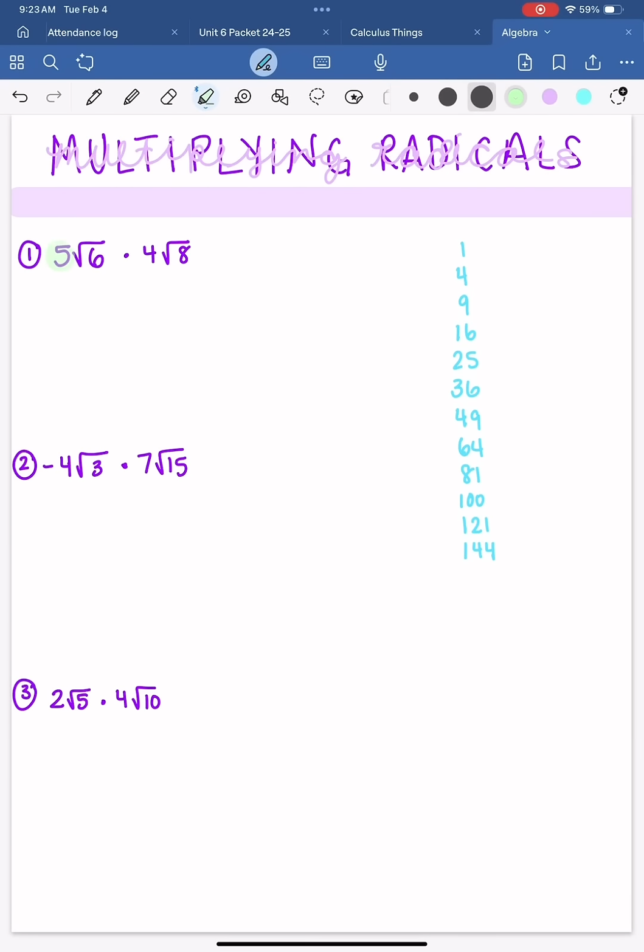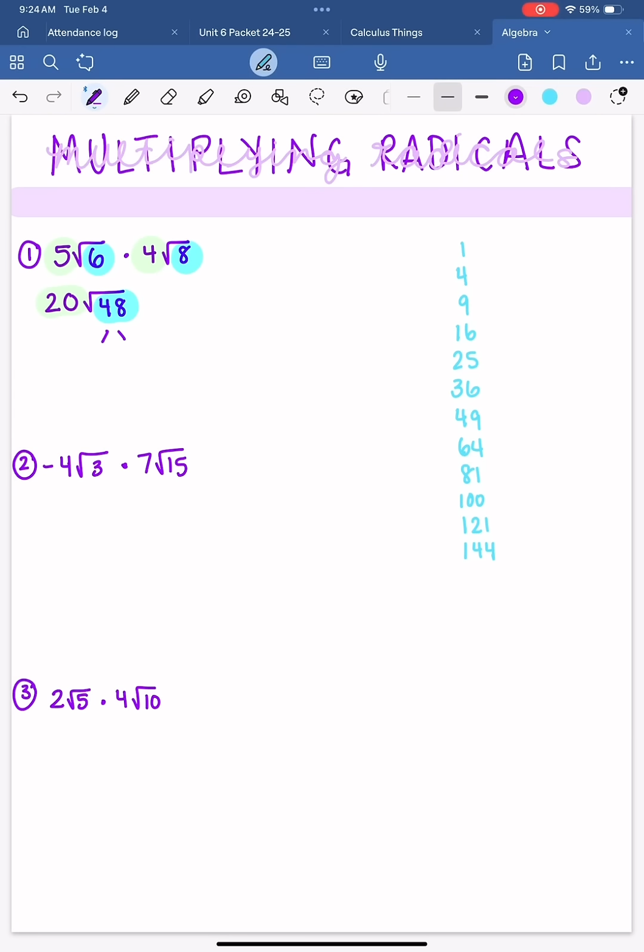Today we're going to talk about how we multiply radicals. Right now you're going to see in green I'm going to highlight the outside numbers, and in blue I'm going to highlight the inside numbers. When I say inside, I mean it's under the radical. First, we're going to multiply the outside numbers, and we're going to multiply the inside numbers. And we're going to keep the inside numbers under the square root. The inside numbers multiply to 48, the outside numbers multiply to 20.